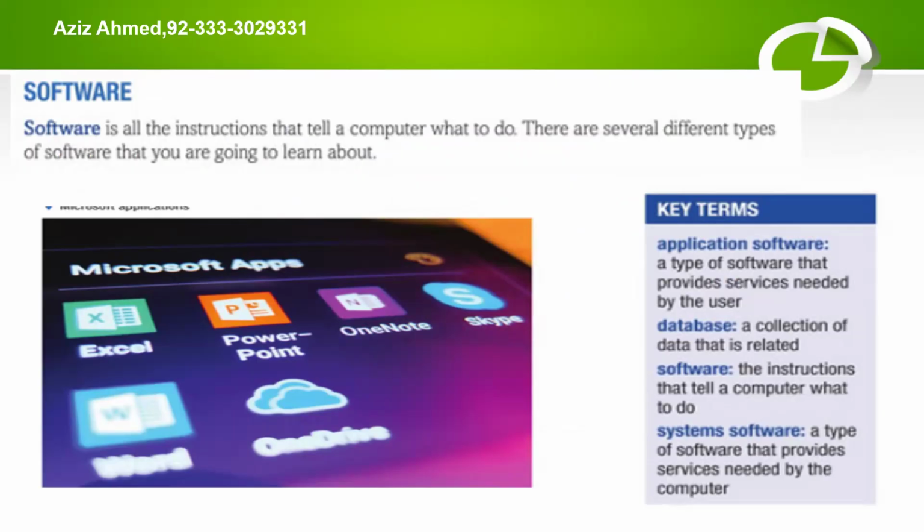Software are the instructions that tell a computer what to do. There are several different types of software that you are going to learn about. Application software, a type of software that provides service needed by the user. Database, a collection of data that is related. Software or instructions that tell a computer what to do. System software, a type of software that provides service needed by the computer.